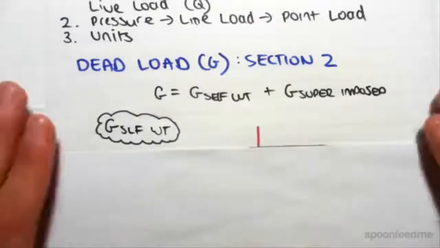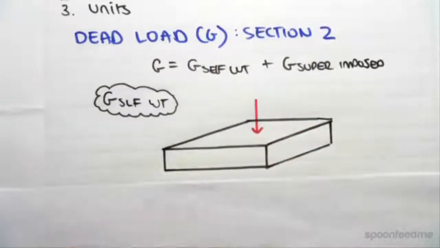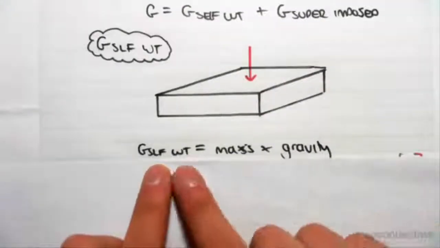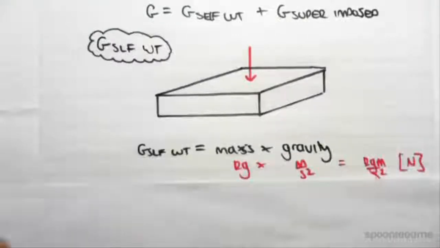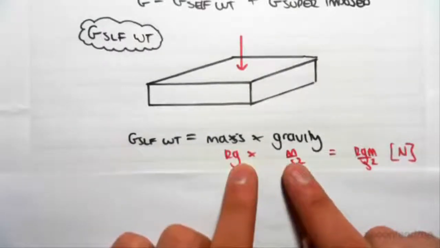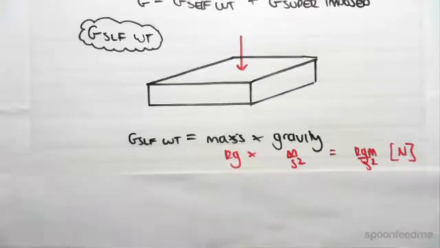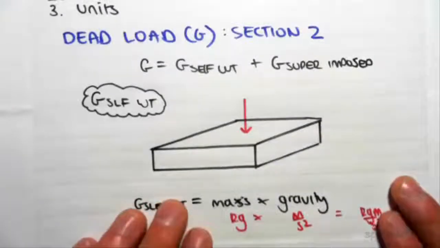So dealing with the self weight first. We're going to have, say, a slab, and we want to work out the point load. Okay, so how do we do this? The basic procedure is the self-weight of this slab is its mass times its gravity, which is a force. So looking at the units, we have kilograms times meter per second squared equals kilogram meters per second squared, which is a Newton.